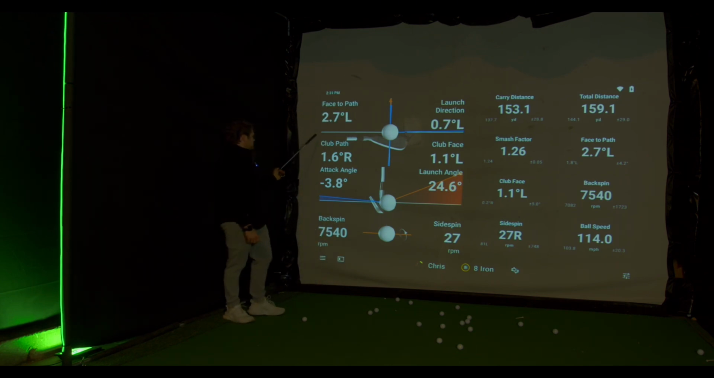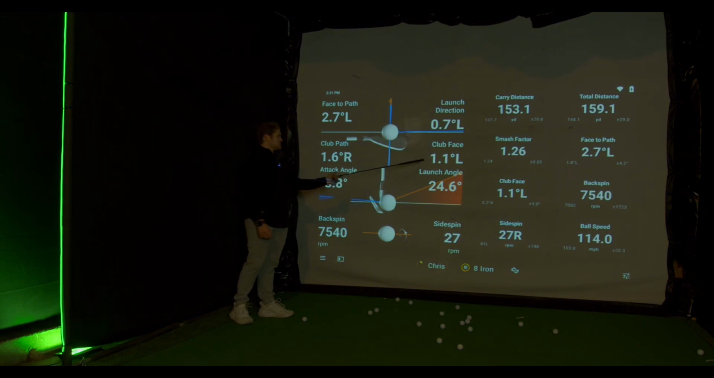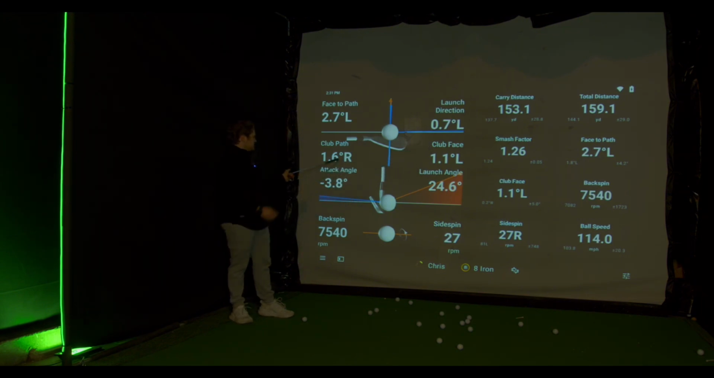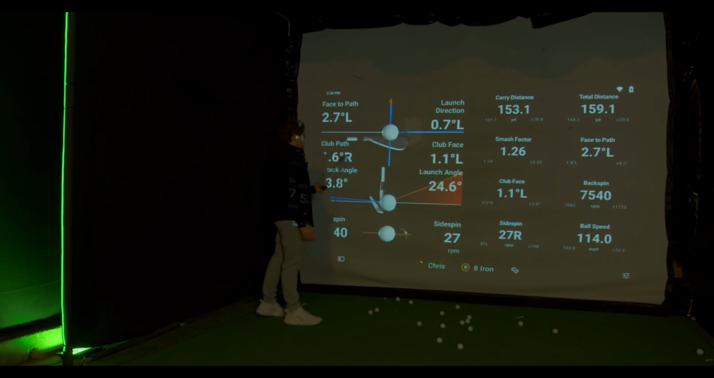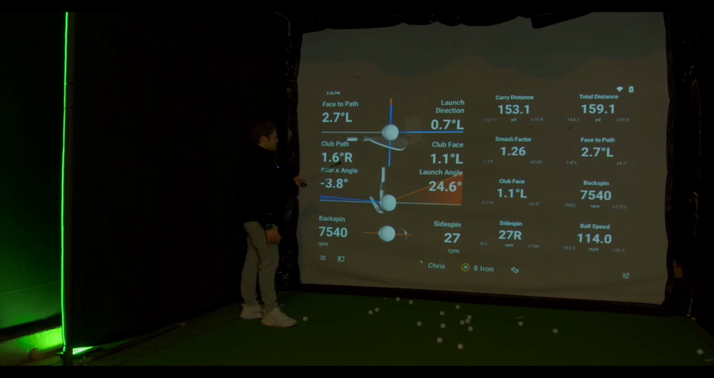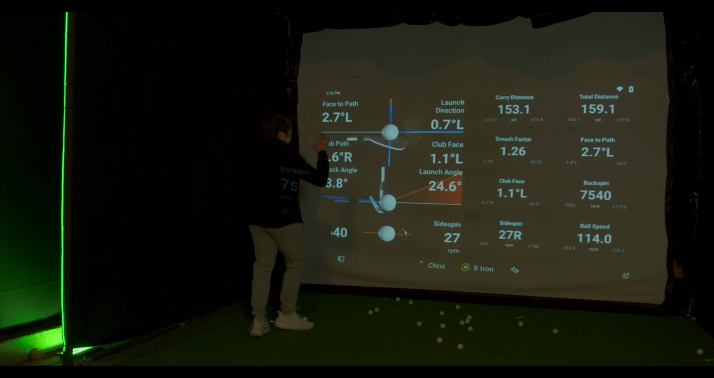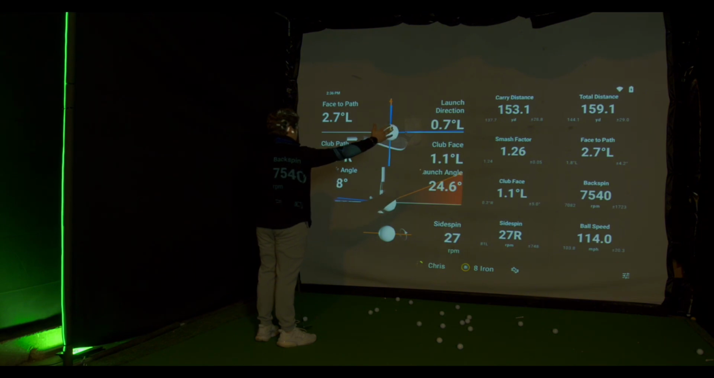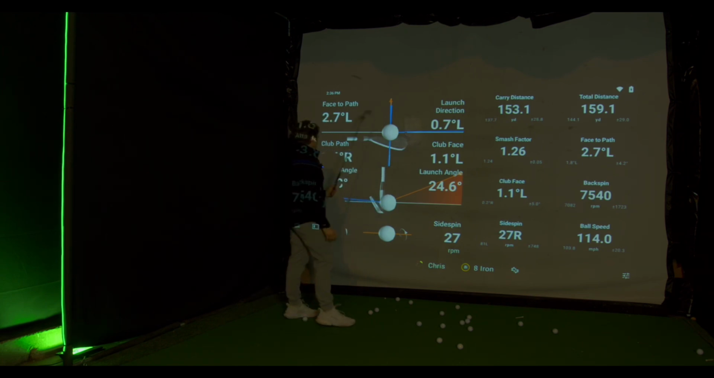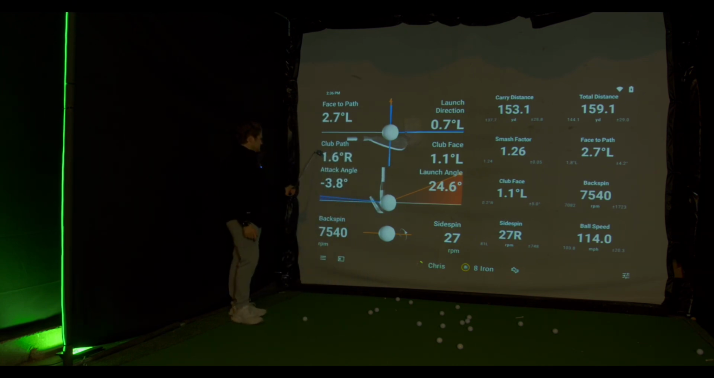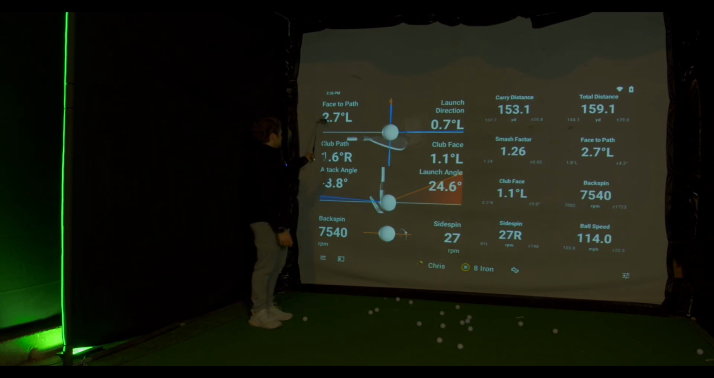Face to path is a combination between club path and club face. So these are obviously both here. If you're a math person, you're going to understand, okay, if I take 1.6 right, that's positive, and 1.1 left is negative, then it should be 0.5. But where you're thinking, okay, my club path is right, and my face angle is left, where's the gap here? So it's almost like, to get from negative 1.1 to positive 1.6, what does that take? Positive 2.7. That's why you have 2.7.